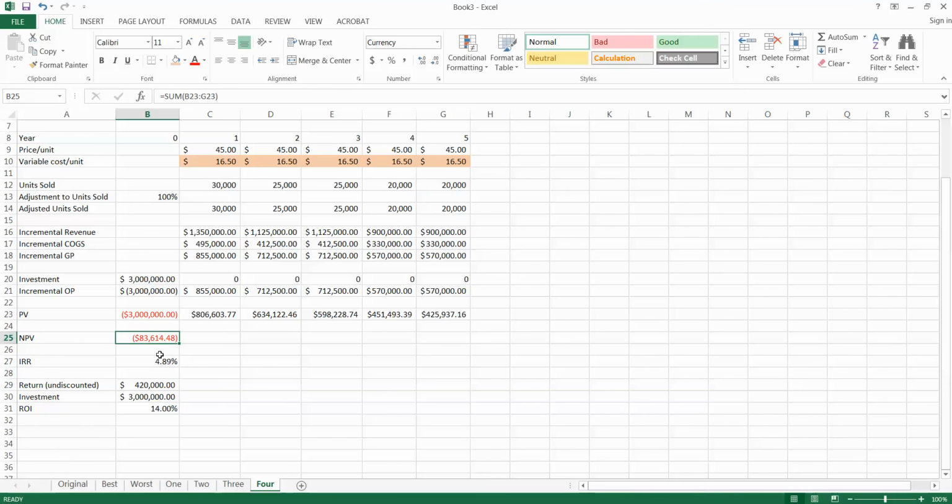A negative net present value, an IRR that's below our threshold of 6%, and yet a positive ROI. So you can see that ROI does not give us probably the most accurate indication of whether to move forward with a project or not. But it is a very easy to calculate and quick proxy, and that is why a lot of companies like to use it.